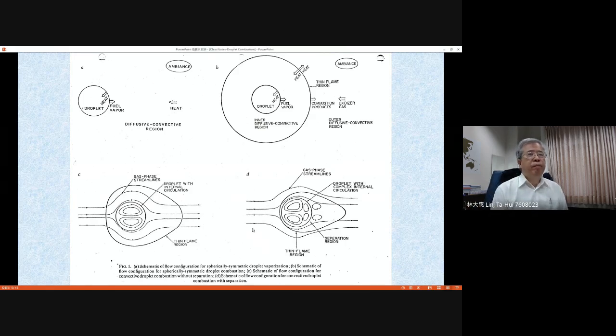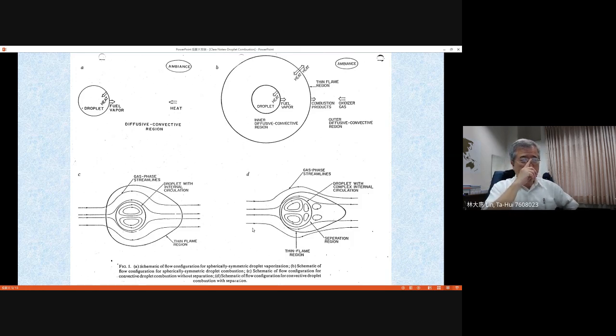In the previous video, we already explained and introduced the so-called D-square law for droplet evaporation and combustion. As you understand, for the D-square law, we assume the droplet and the environment, the ambience, are stagnant, and we neglect the influence coming from flow convection, including forced convection and natural convection. Then we understand that this gives us a very nice result to think about the droplet variation in the hot environment surrounded by a diffusion flame.